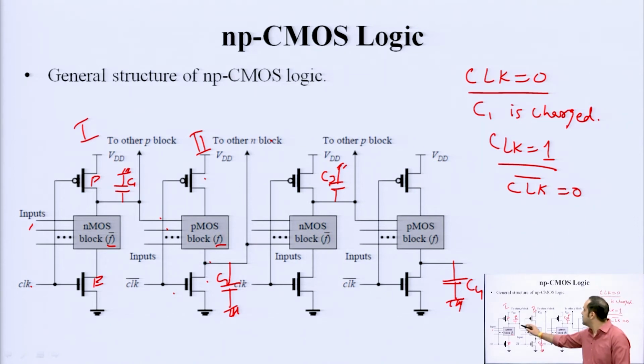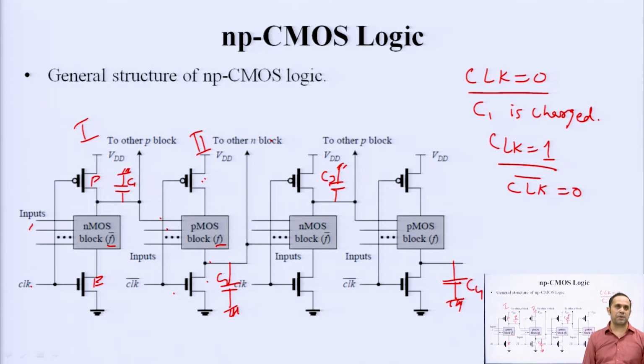So this is how you are cascading the output of this stage to this stage, and the output of this stage to this stage. When clock is high, your NMOS stage is doing the evaluation. When clock goes low, the NMOS in stage 2 is doing evaluation and so on. And when clock is 1, for the odd stages, the PMOS is charging. Here when clock was 1, this was off, this was on. When clock is 0, this starts charging and this starts evaluating. So this is how an np-CMOS logic circuit works.